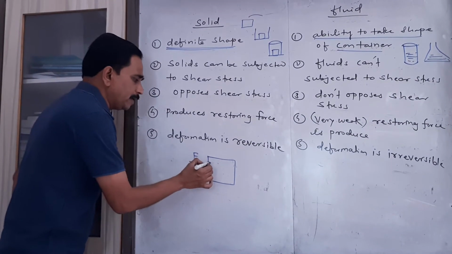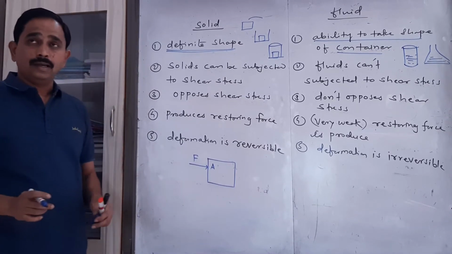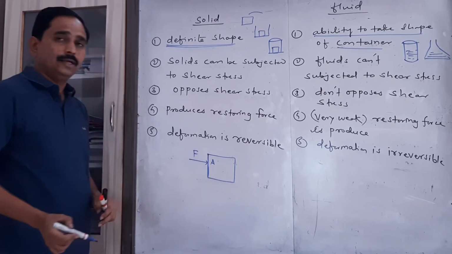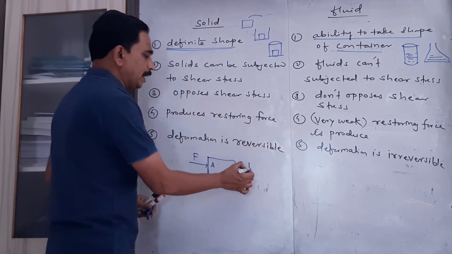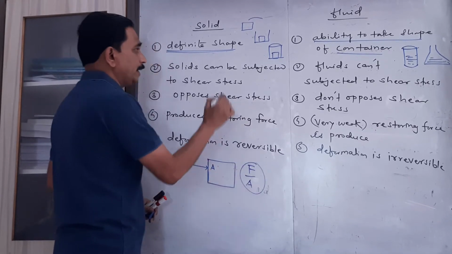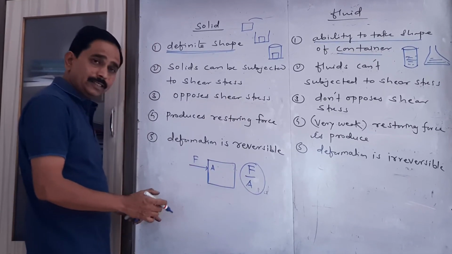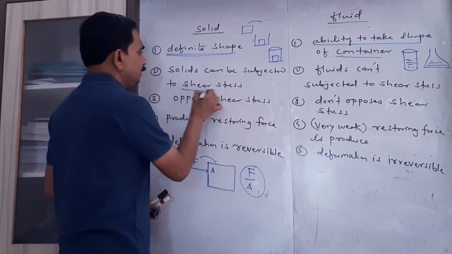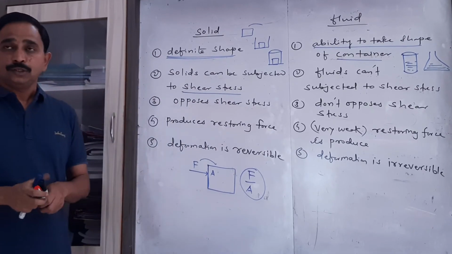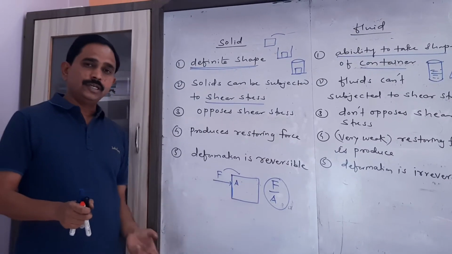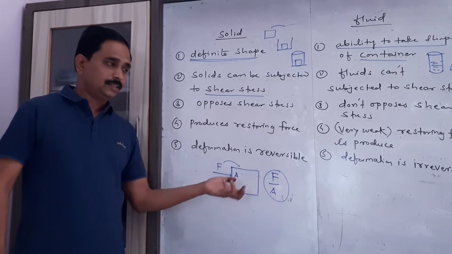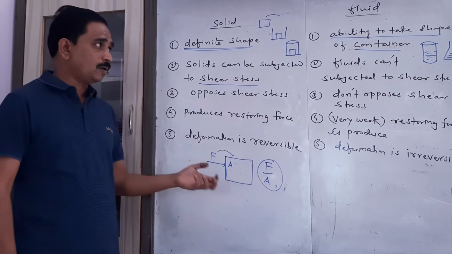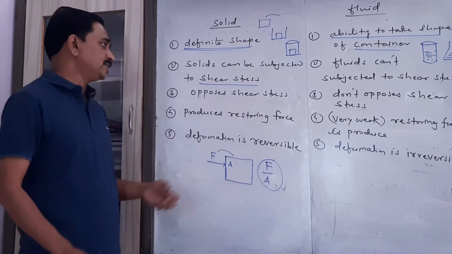Second one, when we apply force, as we know that solid possesses a definite shape, whatever force acts on a particular area, that is the normal force we apply just to change the shape of that solid substance. That force acting per unit area is called the stress, and this is the stress which causes the change in shape of that substance. That's why it is called shear stress. So generally solids can be subjected to shear stress. Why? Because they possess a definite shape. But fluids can't be subjected to shear stress because they don't possess a definite shape.